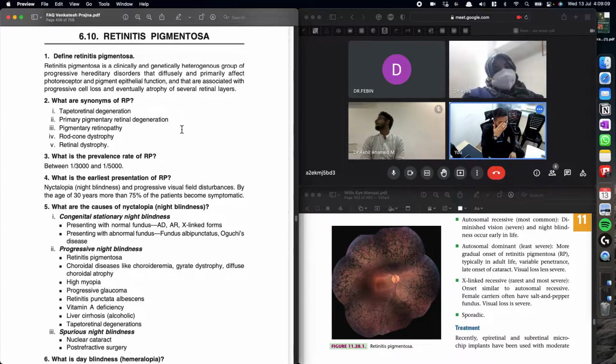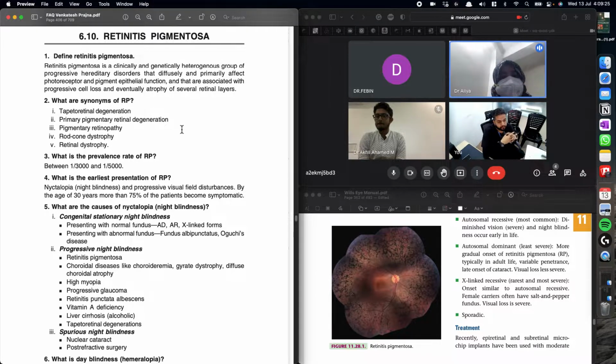Alia, would you like to answer this? Sir, the first one will be bony spicules. Okay, when you say bony spicule, would you like to elaborate it a little bit? Bony spicule is the loss of the photoreceptor layer. Are you defining RP or are you giving me the signs that you are able to see? Signs in the sense, sir, on the fundus only? Yes, what you are able to see during a clinical examination.